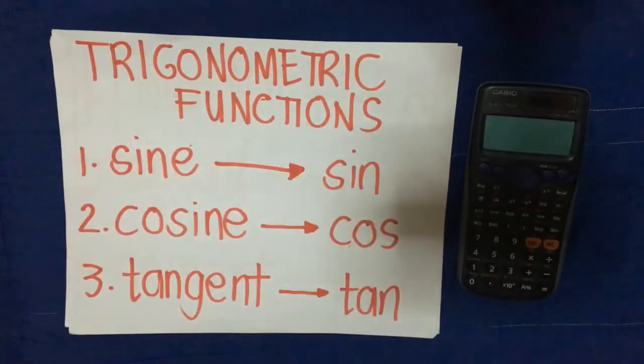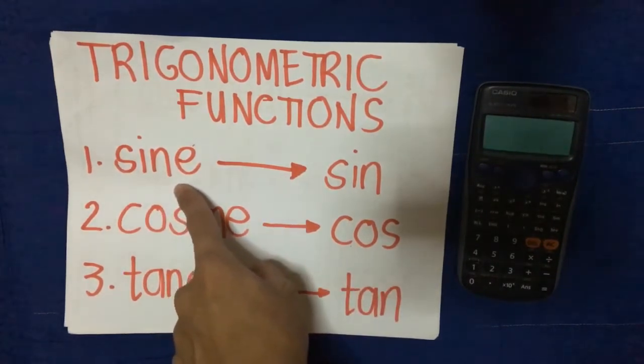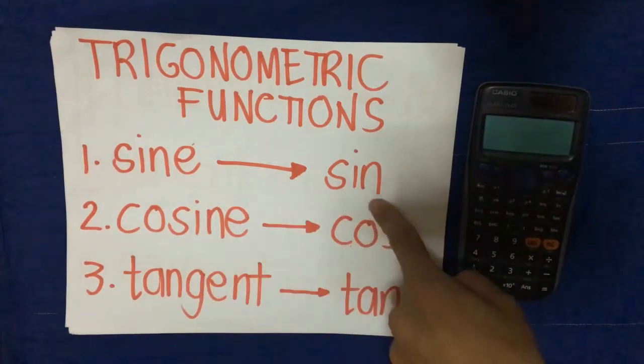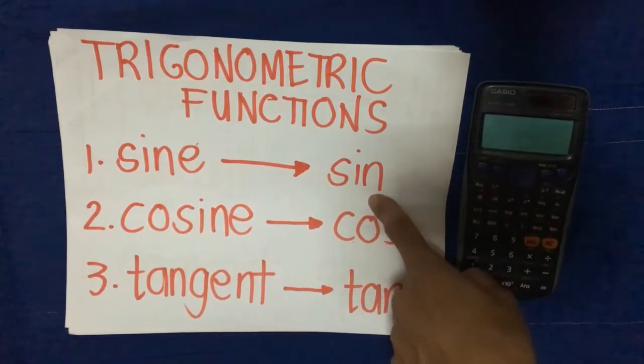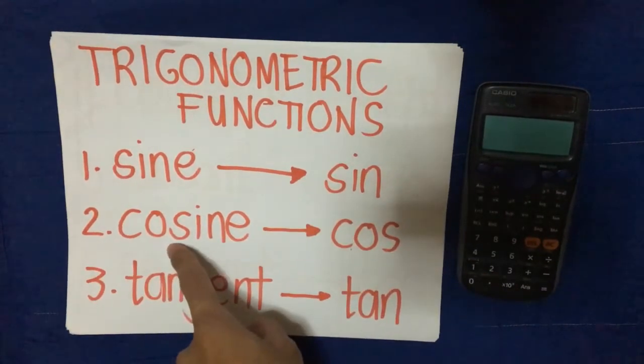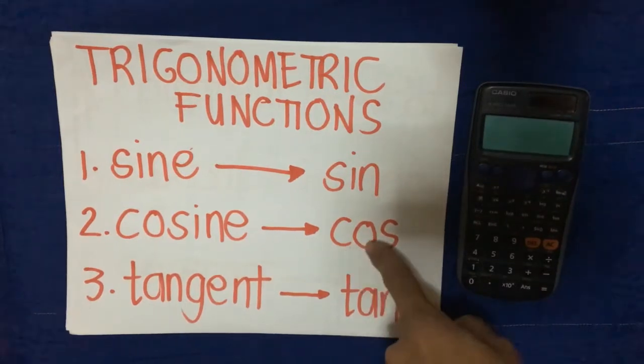Okay. So these are the six trigonometric functions used. First is the sine. Sine, this is the first trigonometric function, and the symbol is sin. Do not read this one as sin. This is sine. Second trigonometric function is cosine, and that is in the symbol cos.